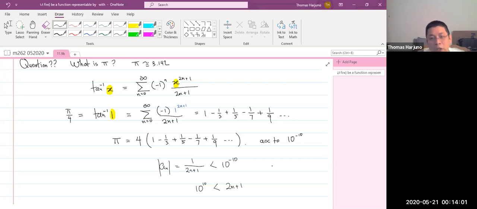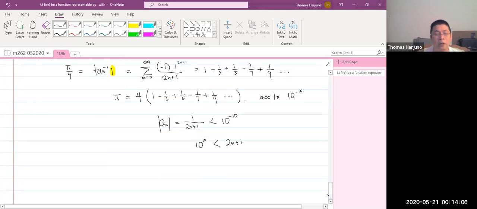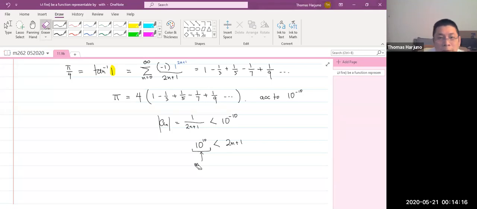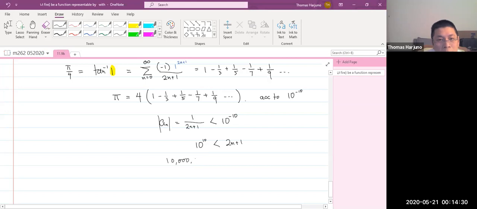So how many terms do I need to add to get that kind of accuracy, up to 10 decimal places? I need to add a lot of terms. Many terms. Can you imagine that? 10 to the 10 is 1, and that's 10 to the 10, subtract by 1, divided by 2.